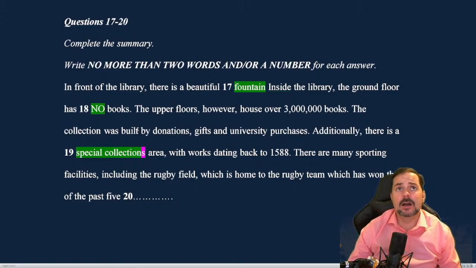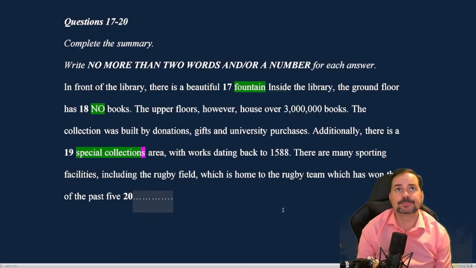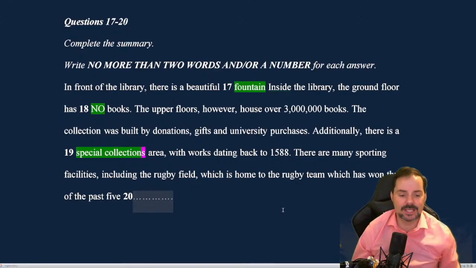And then we had one more here. So there are many sporting facilities, including the rugby field, which is home to the rugby team, which has won 3 of the 5 what? What has their rugby team won? They haven't won the years, that's for sure. Jack, William and Armand say national championships. Arda agrees. Yeah, it's the national championships.